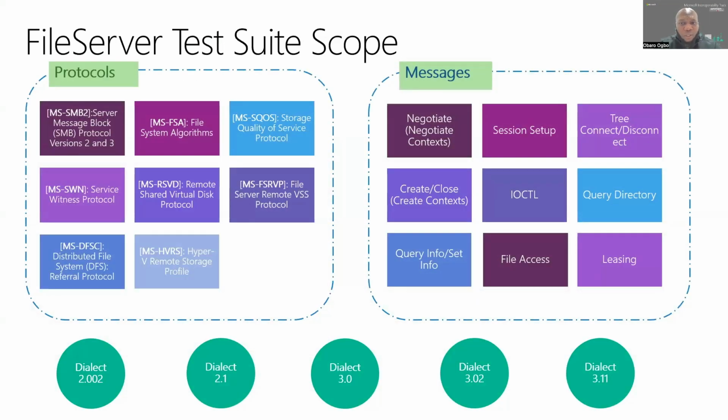Moving into File Server Test Suite, which is the focus of this talk. This is the scope. These are the protocols that are covered. We have SMB2, Server Message Block Protocol version 2 and 3. It doesn't support version 1. Version 1 has been deprecated. I'm sure we all know that. MSFSA, file system algorithms, Hyper-V remote storage profile, all these protocols that have to do with file sharing are supported under this file server test suite scope.